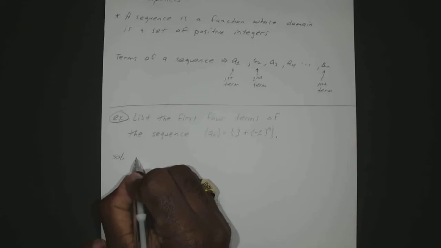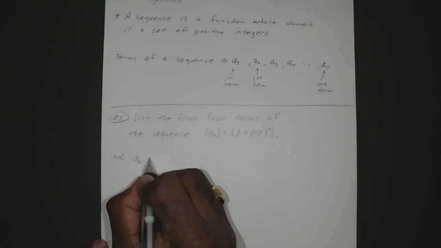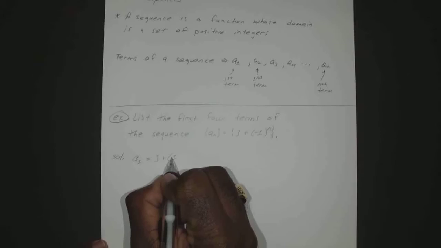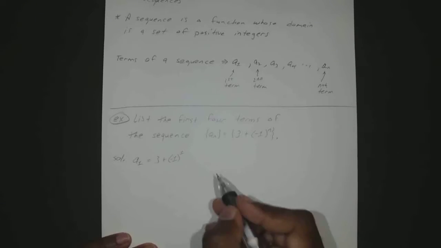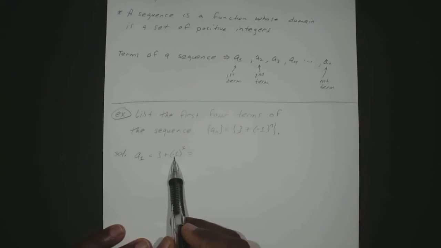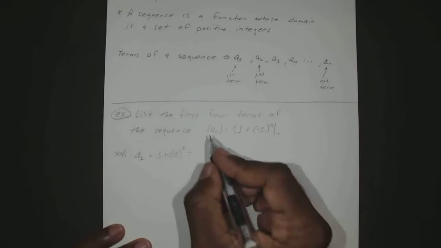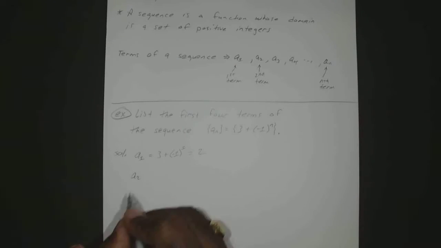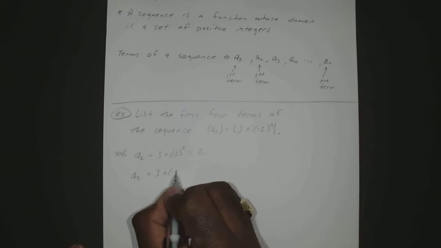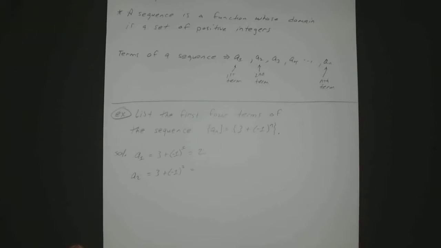All right, so really, a sub 1 is just 3 plus negative 1 to the first power. It's kind of like functions where you're just replacing the x with whatever's in there. Here you're just replacing the n with whatever sub value you have. So 3 plus negative 1 to the first power is just negative 1, so you end up with 2. Your second term is 3 plus negative 1 squared. Negative 1 squared is just 1, so you end up with 4.